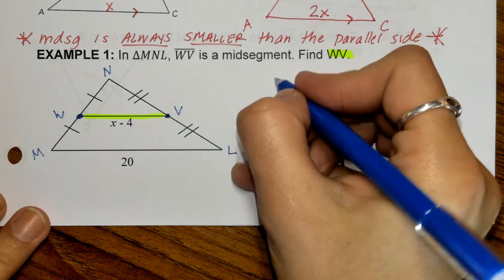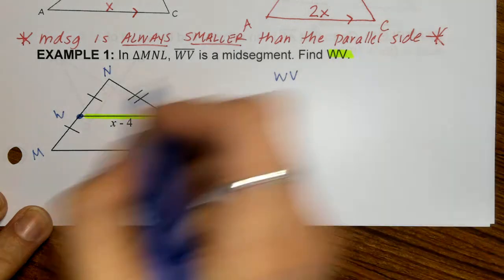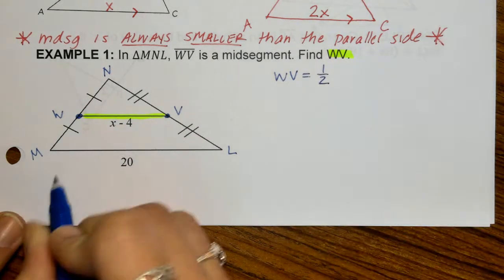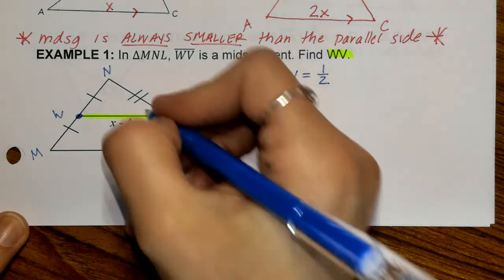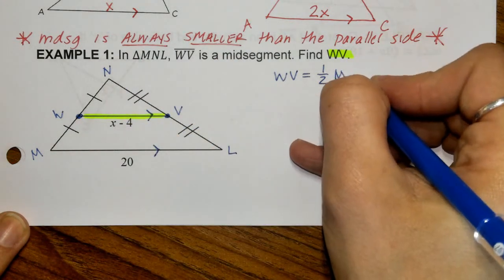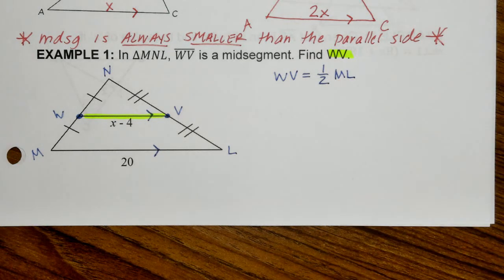So what we need to remember here is WV, our midsegment, is going to be half of that third side, that parallel side. We're going to mark parallel again. Okay, so it's going to be half of ML. The reason is because the midsegment is smaller. To get smaller, you take half. If you multiply by 2, you're getting bigger. Okay, so we multiply by 1/2.